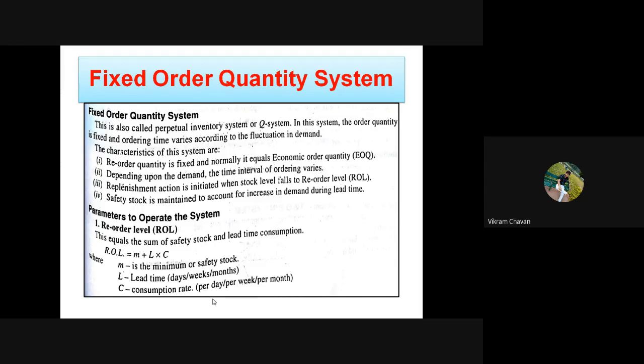Okay, so if the demand gets reduced, the order quantity we also have to reduce. If demand of that particular product increases, then order quantity also increases. So the characteristics of this system: reorder quantity is fixed, and normally it equals the economic order quantity. Most of the time the order quantity is equal to the economic order quantity. Depending on the demand, the time interval of ordering varies.